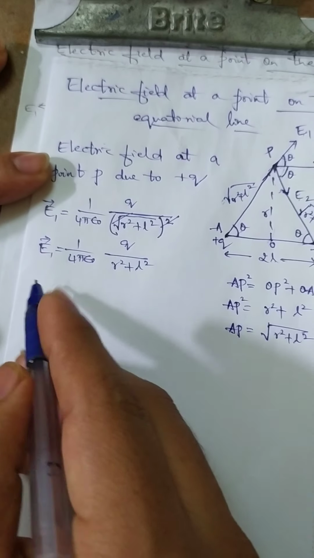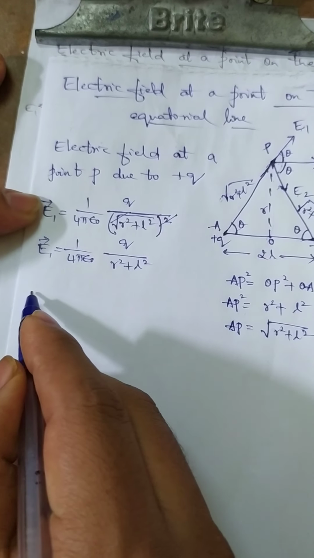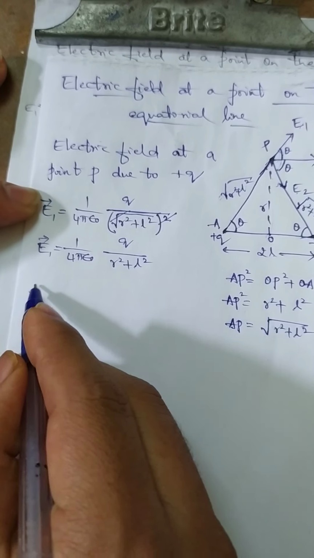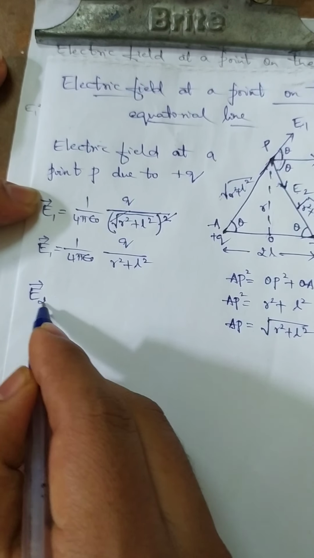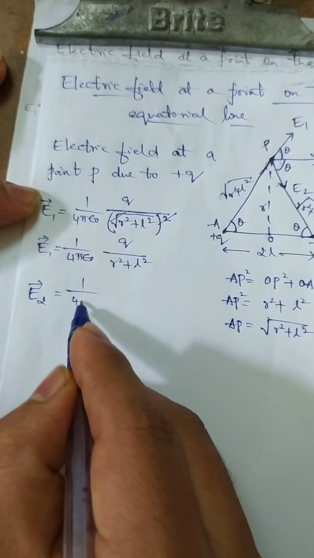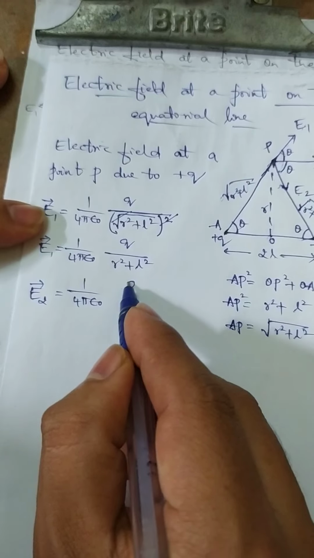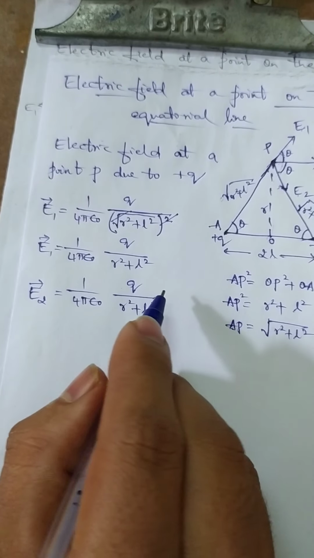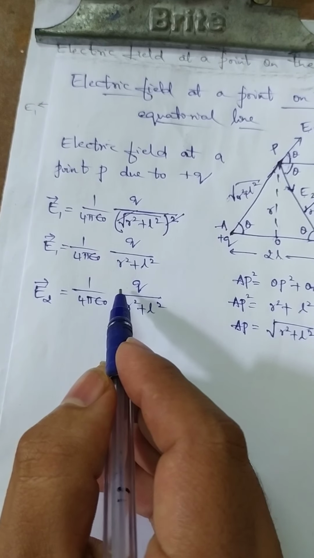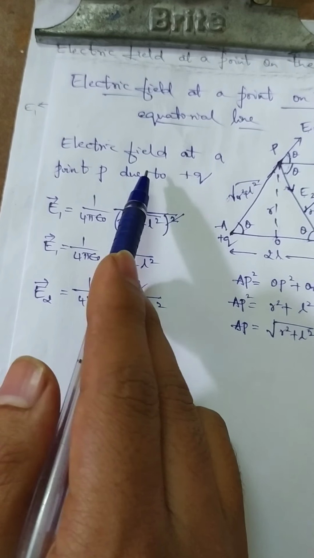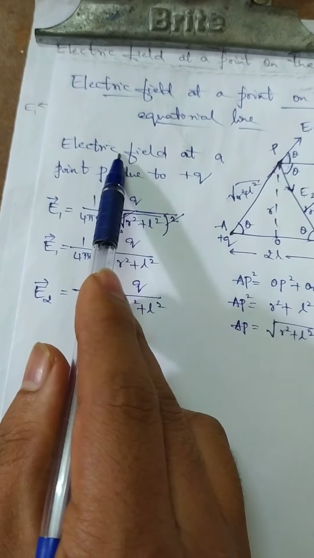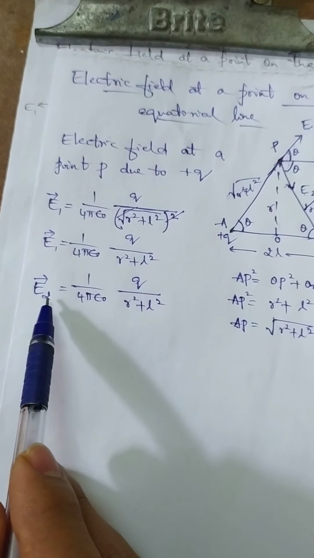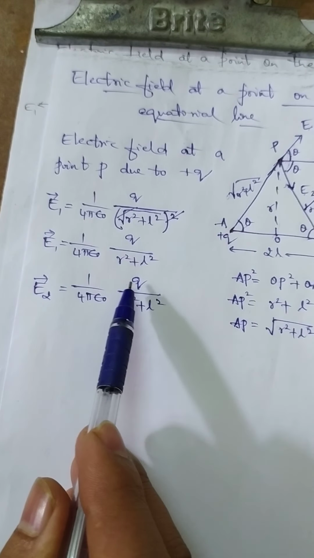Next, if I take the negative charge, E2 comes out to be the same thing: 1 by 4 pi epsilon naught into Q divided by R square plus L square. The reason I have taken it as positive here is that I am taking the magnitude. So even here, instead of minus Q, I am going to write plus Q itself.